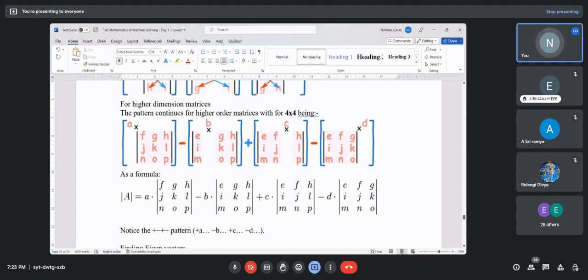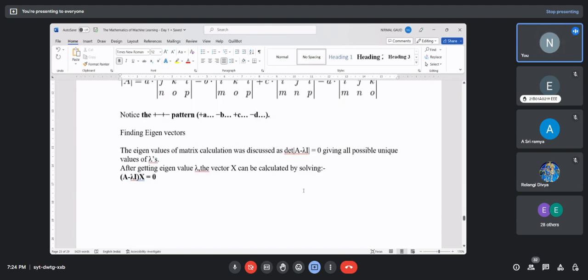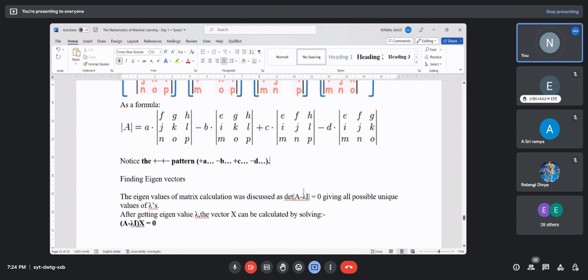And remember, the pattern continues for high order matrices, 4 cross 4. If I consider A, I need to solve the first 3 cross 3 matrix, then B, again the same 3 cross 3 matrix, and I need to solve them. The signs go plus, minus, plus, minus. This is the pattern I need to follow. Just notice, I put a bold mark on it. However, you are not given high order calculations to find; we just need to remember this. All right.